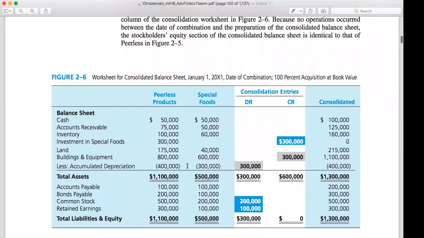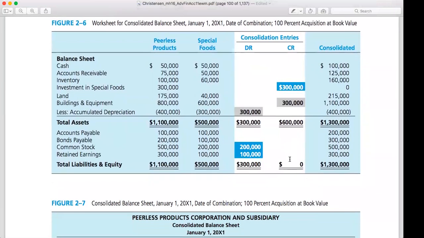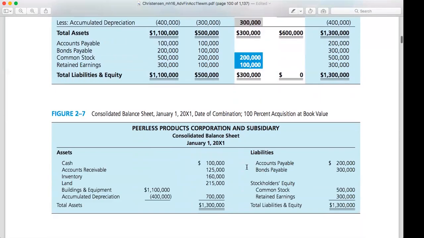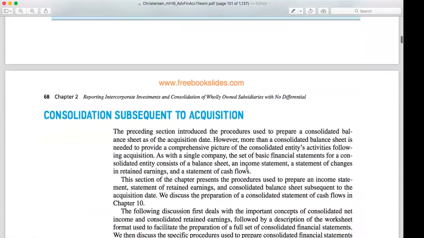And this one has been decreased right here. The building and equipment has been reduced, right? It becomes 1.1, and there is the accumulated depreciation, so this one will reflect this. Right, so this is a consolidated balance sheet.